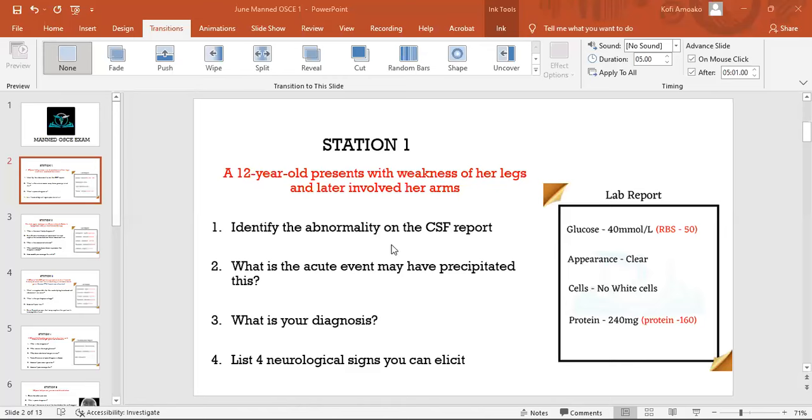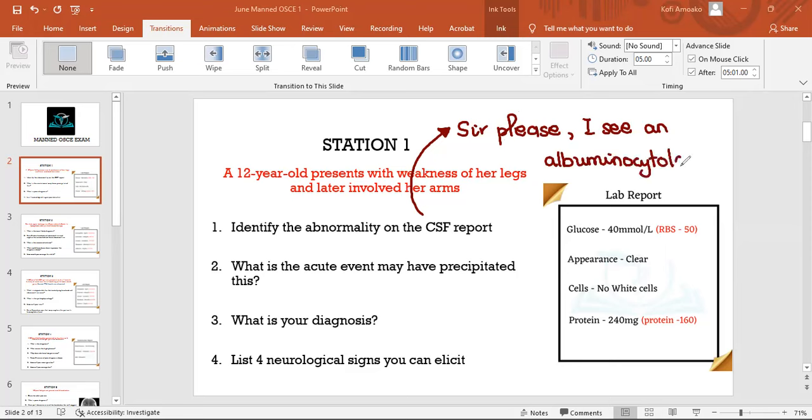And so in answering the first question, identify the abnormality on this CSF report. Because this is a manned OSCE, you are supposed to say it right in front of them. Your answer, you don't begin by saying, sir, please, is it? You don't begin by saying that. Courteously, sir, please, I see an albuminocytologic dissociation. That is what you see.